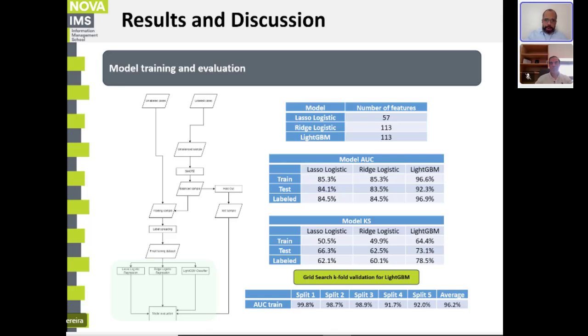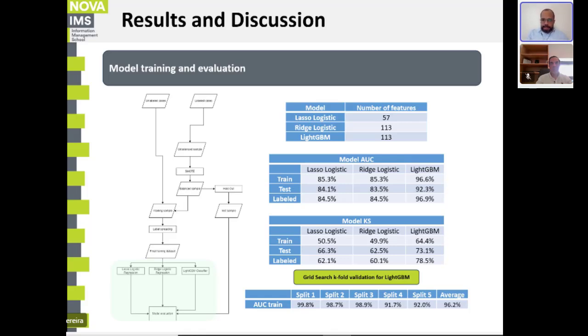As it comes to model training and evaluation, I trained all three models. The model hyperparameters were calibrated via grid search. And as you can see, the ridge and the LightGBM models use all the features. Whereas with the lasso logistic, the penalty allows removing features from the model, not only assigning lower weights. So basically 50% of the features were dropped in the final model.